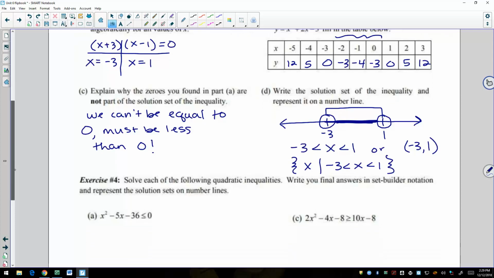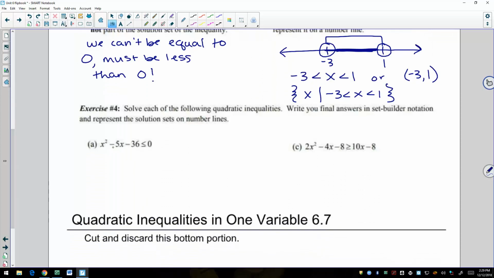So now let's do an example. This one says, basically figure out which x's could you plug in so that you're less than or equal to 0. So this time we can be equal to 0. So you always start by finding which x's make it 0, which means you're going to factor it and then t-chart it. So this factors to be x - 9 and x + 4 is equal to 0. We're going to t-chart. We end up getting x equals 9 and x equals -4.